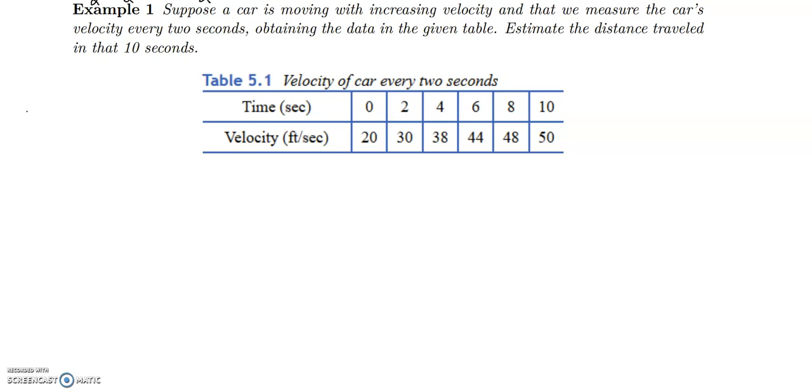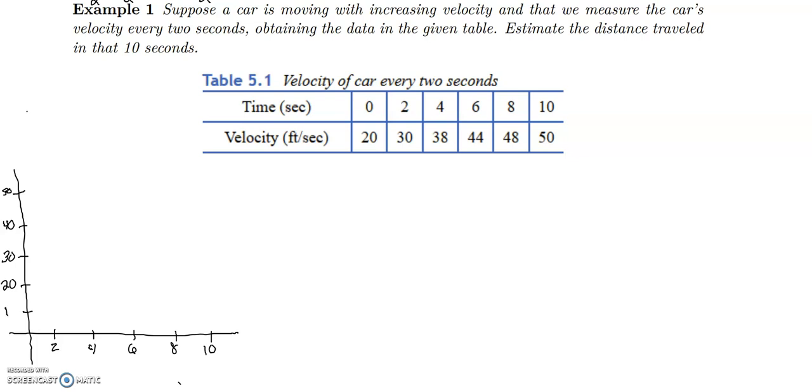Well, let's draw what this function would look like. And we don't need to do that all the time, but I think it's going to be good for this one to really see what's going on here. So we have 2, 4, 6, 8, and 10. And then let's do 10, 20, 30, 40, 50. So let's go ahead and plot those points, very roughly. It doesn't have to be perfect.